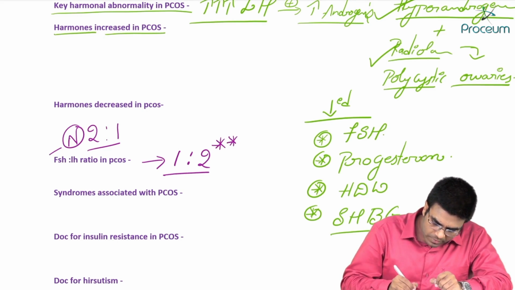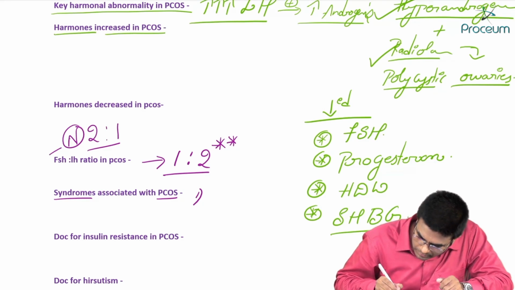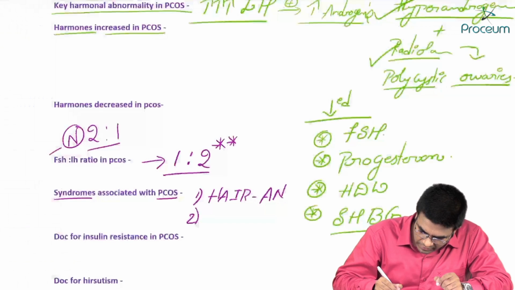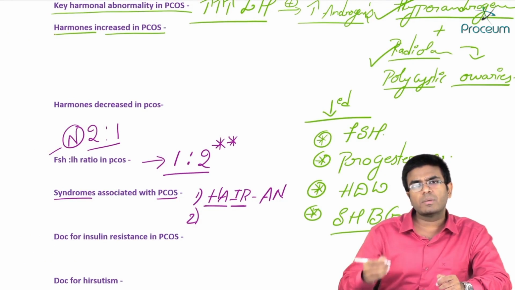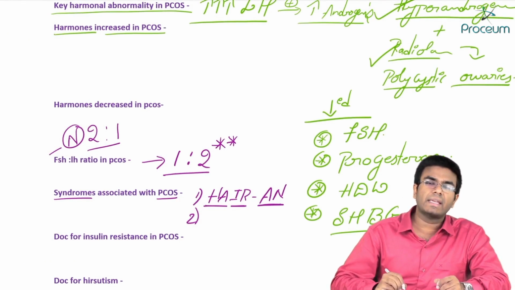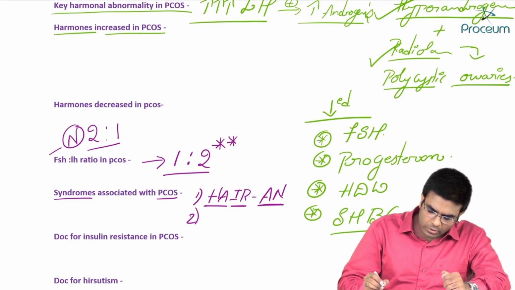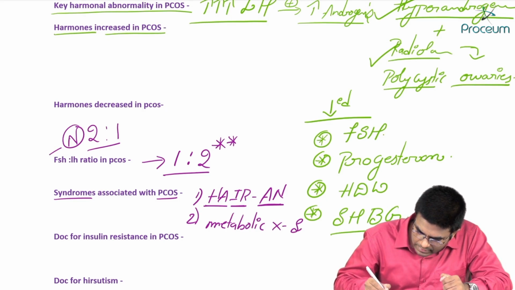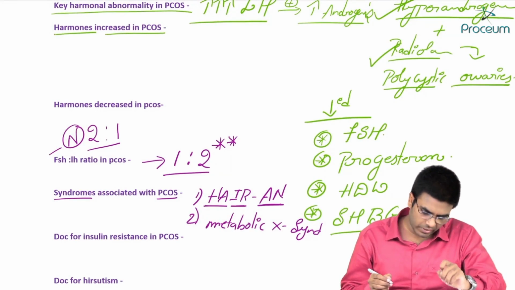Okay, now syndromes associated with PCOS. Two important syndromes, most of you will know them. They are the HAIR-AN syndrome. What does HAIR-AN syndrome mean? In PCOS, the patient will have hyperandrogenism and insulin resistance. That's the reason why there is too much insulin. And acanthosis nigricans, a dark velvety discoloration over the flexural areas. So HAIR-AN syndrome and metabolic X syndrome, these are the two syndromes associated with PCOS.